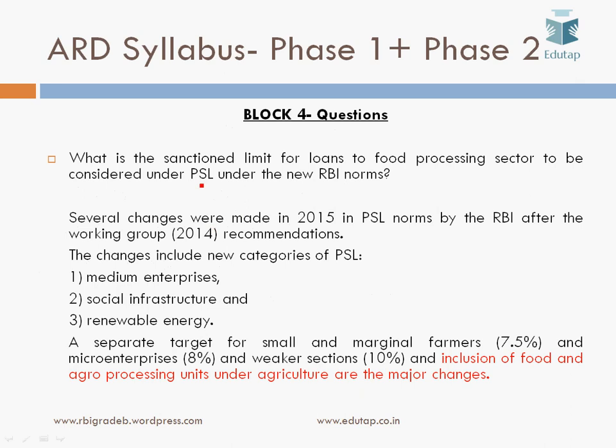Let's see the question that was asked. This question was asked in the previous examination: what is the sanctioned limit for loans to the food processing sector to be considered under PSL under the new RBI norms? PSL stands for Priority Sector Lending. The origin of this question lies in the changes that were made to the PSL norms by RBI in 2015. This examination was conducted in June 2016 and the changes were made in 2015.